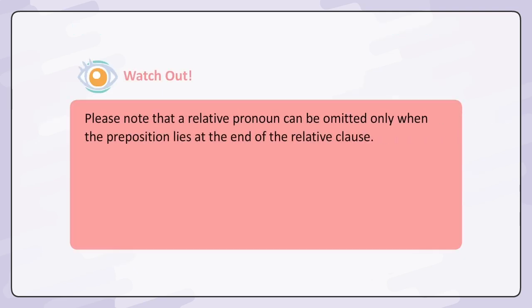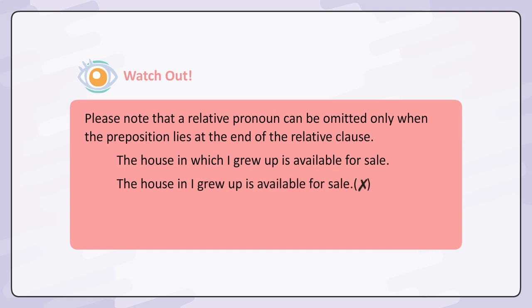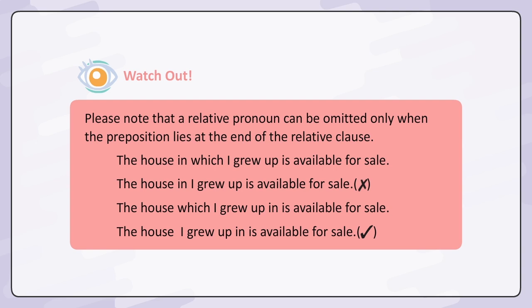Watch out! Please note that a relative pronoun can be omitted only when the preposition lies at the end of the relative clause. The house in which I grew up is available for sale. The house in I grew up is available for sale. Wrong. The house which I grew up in is available for sale. The house I grew up in is available for sale. Right.